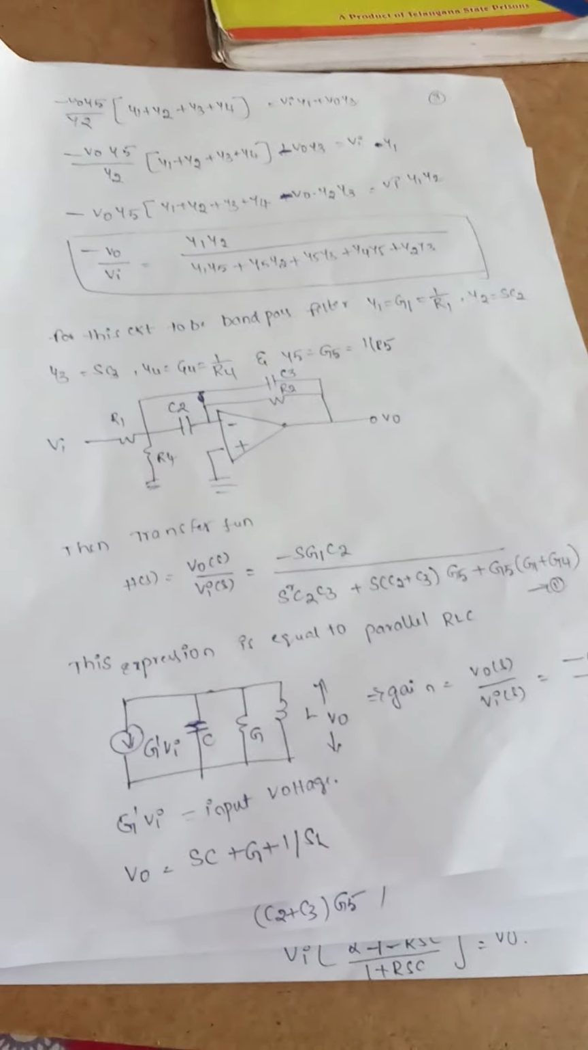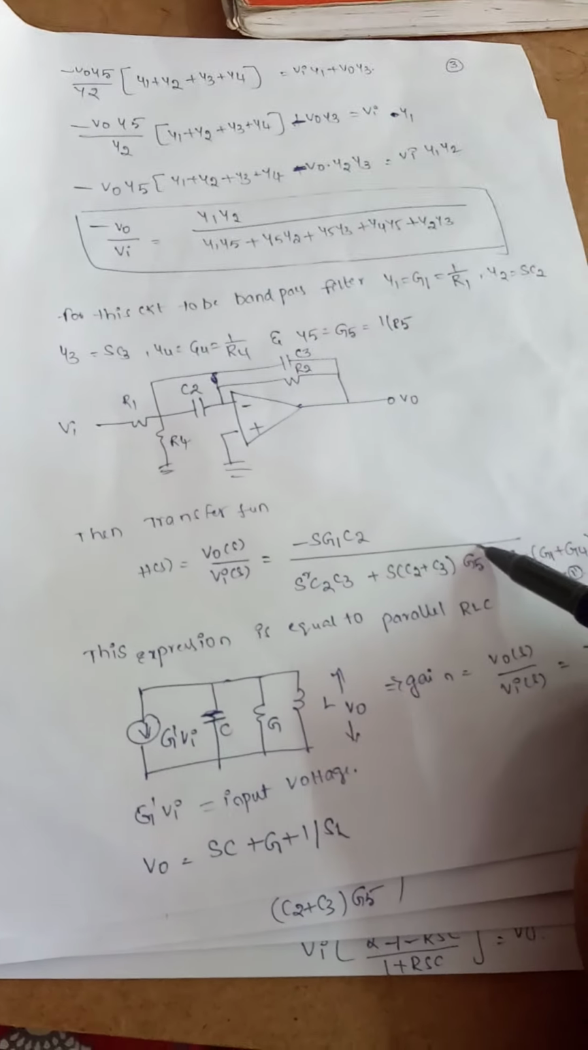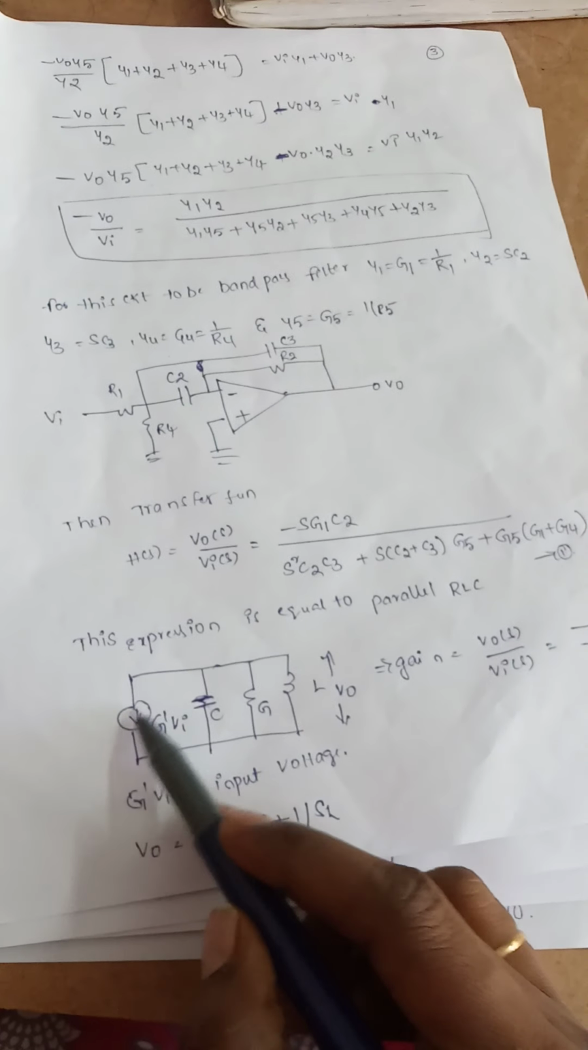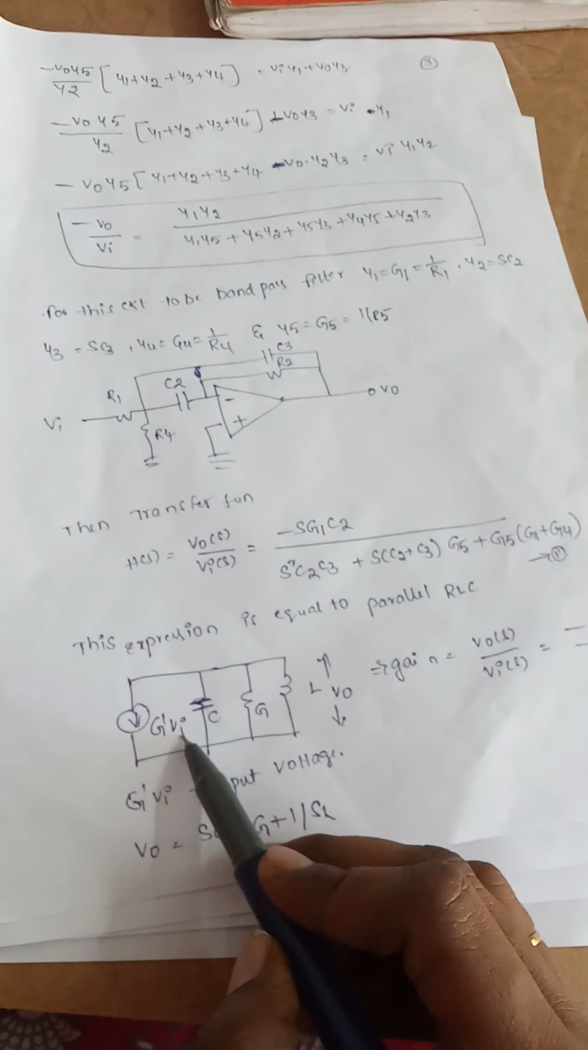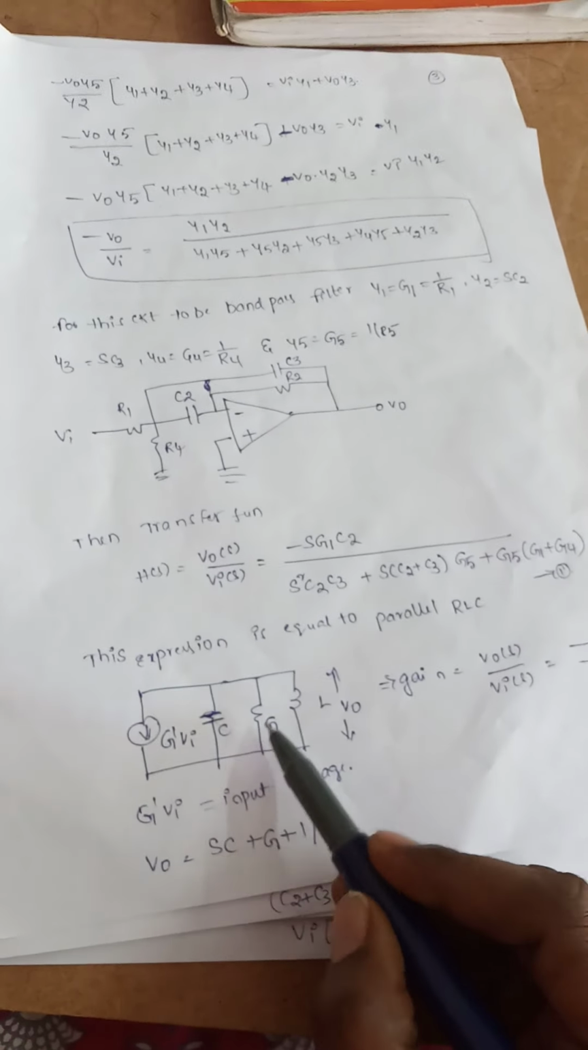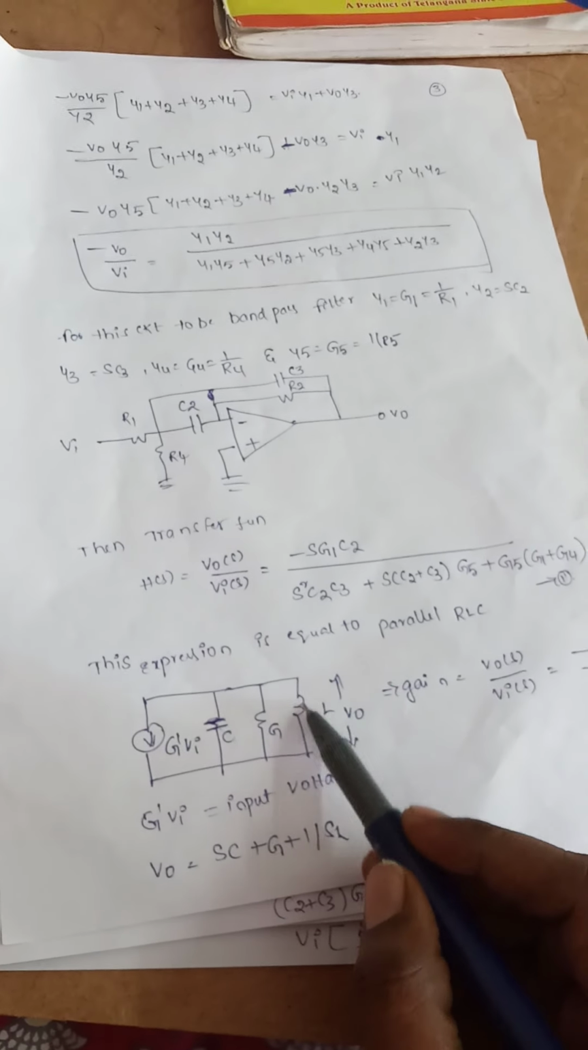This expression is equal to the parallel combination of an RLC circuit. That parallel circuit is this one. This is the current flowing into that circuit, here is the capacitor, and here the conductance G is equal to 1 by R. Here is the inductor.